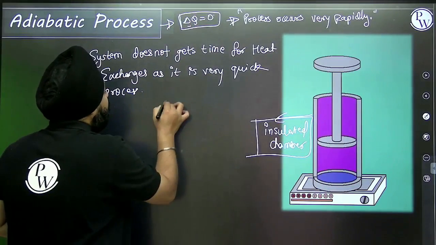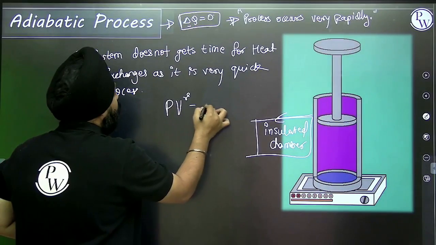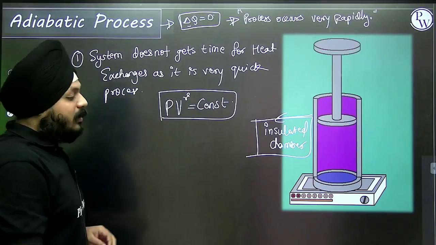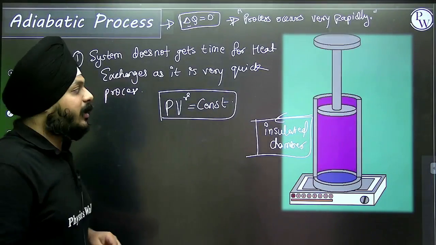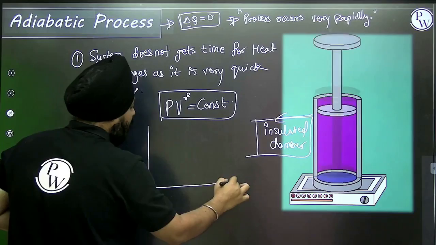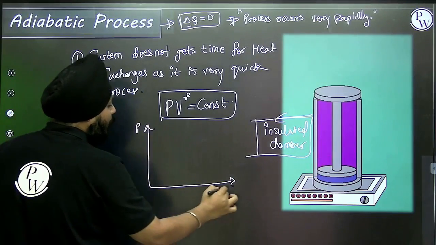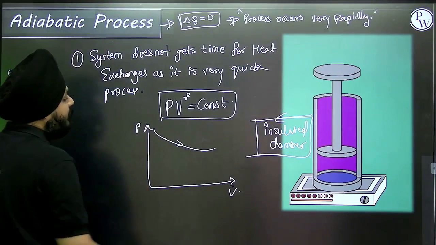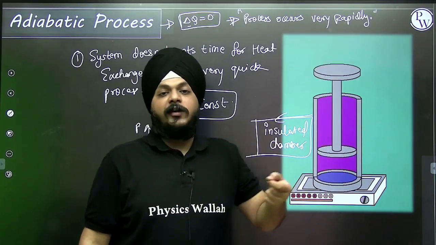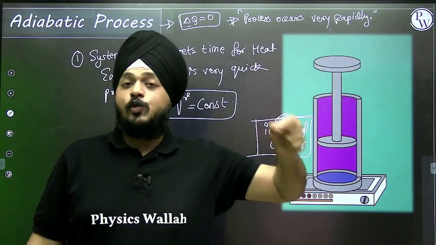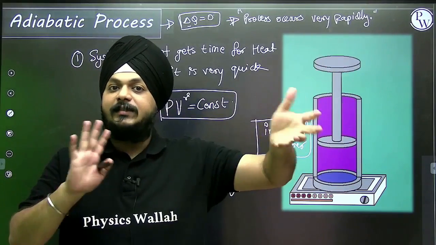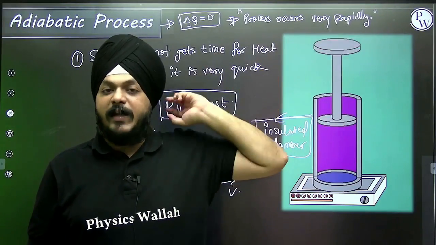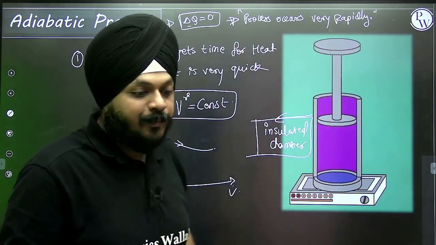The equation of the adiabatic process is PV raised to gamma equal to constant. This is the equation of the adiabatic process. Now, the PV graph of the adiabatic process is also like this, but there is a difference between the graph of the isothermal and the graph of the adiabatic process. The area of one is bigger, the area of the other is less, but that comparison we are going to see in the sums.